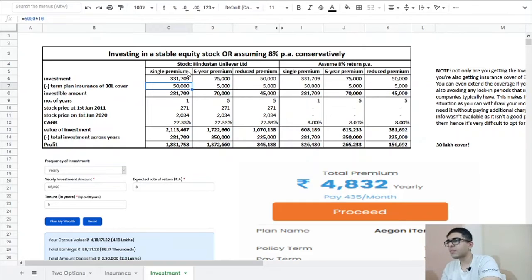तो we've taken that. So total investable amount is basically your investment minus the term plan insurance of 30 lakh रुपए का cover, which is 5,000 again.